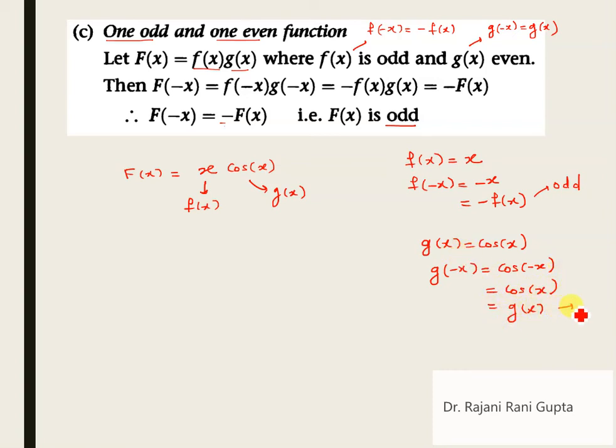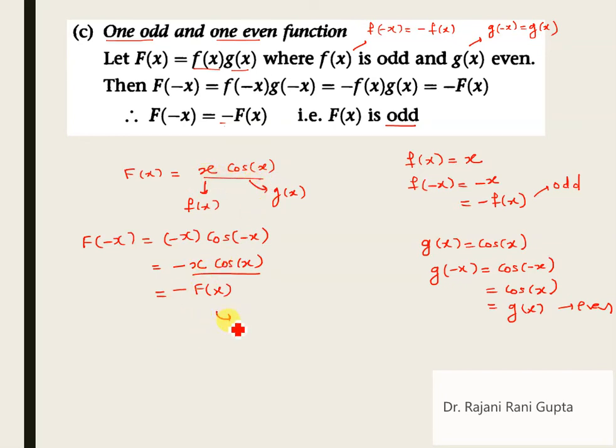Hence it is an even function. So when we talk about f of minus x, this is replace x by minus x, cos of minus x. So this will be minus x and cosine of x. So this gives you minus of f of x, because this function is nothing but the f of x. So hence it is an odd function.